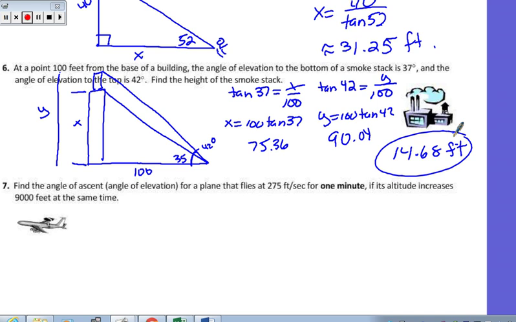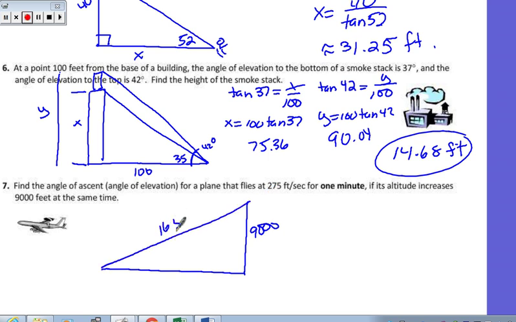Okay, we've got one more problem to do. Find the angle of ascent. Now this time we're looking for the angle for a plane that flies at 275 feet per second for 1 minute if its altitude increases to 9,000 feet. So we're starting on the ground. You got the airplane going up. It's increasing to 9,000 feet. If it's going 275 feet per second for 1 minute, we have to multiply this by 60 here. And what we get is 16,500. And what they're looking for is that angle of elevation there, theta.